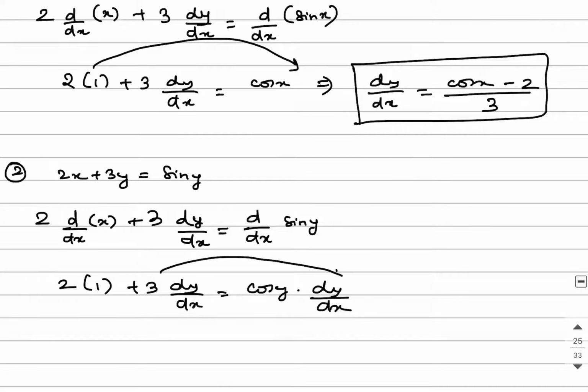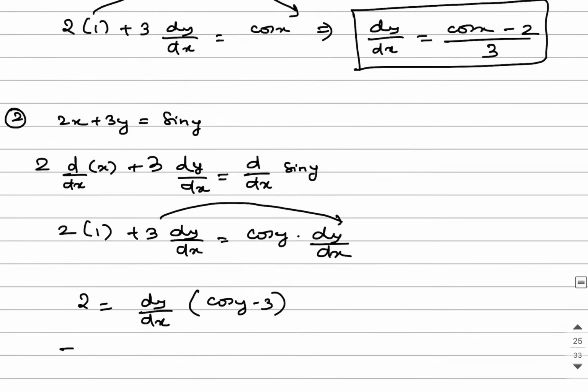So this term goes to the other side. 2 will be equal to, taking out dy by dx common on other side, you will get cos y minus 3, which implies dy by dx is equal to 2 divided by cos y minus 3. So this is the required answer.